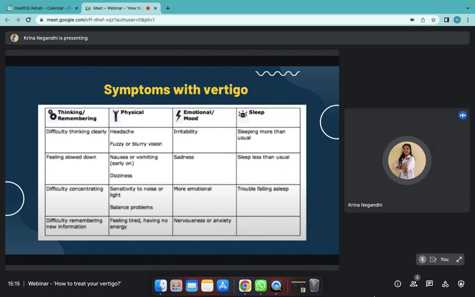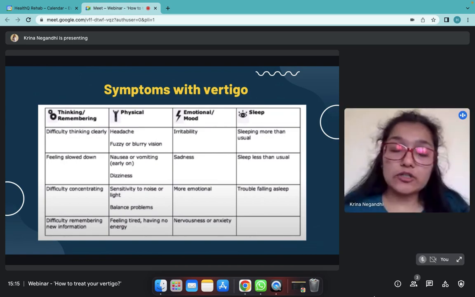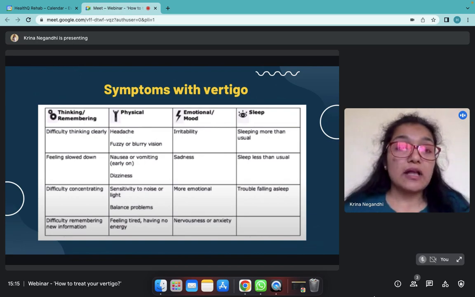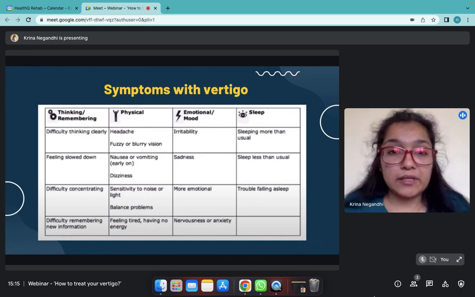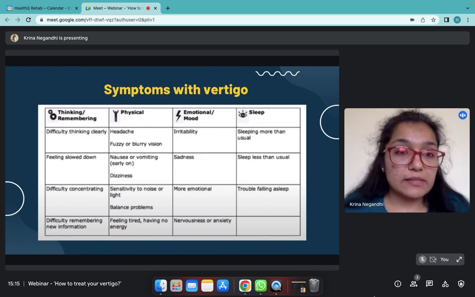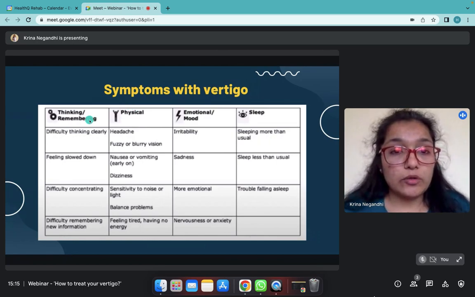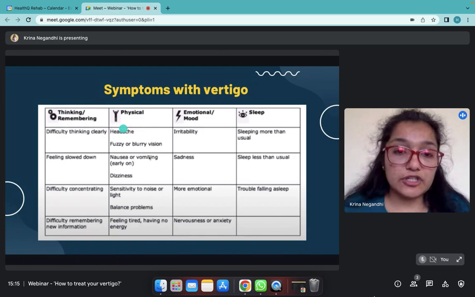What are the symptoms all about? The symptoms of vertigo have an impact on the patient physically, mentally, and emotionally. According to the causes and the origin of the vertigo, there are different symptoms in vertigo itself. We can understand from this table the physical disabilities and physical symptoms, the emotional symptoms, and the mental symptoms. Also, due to the vertigo, there is sleep deprivation too.